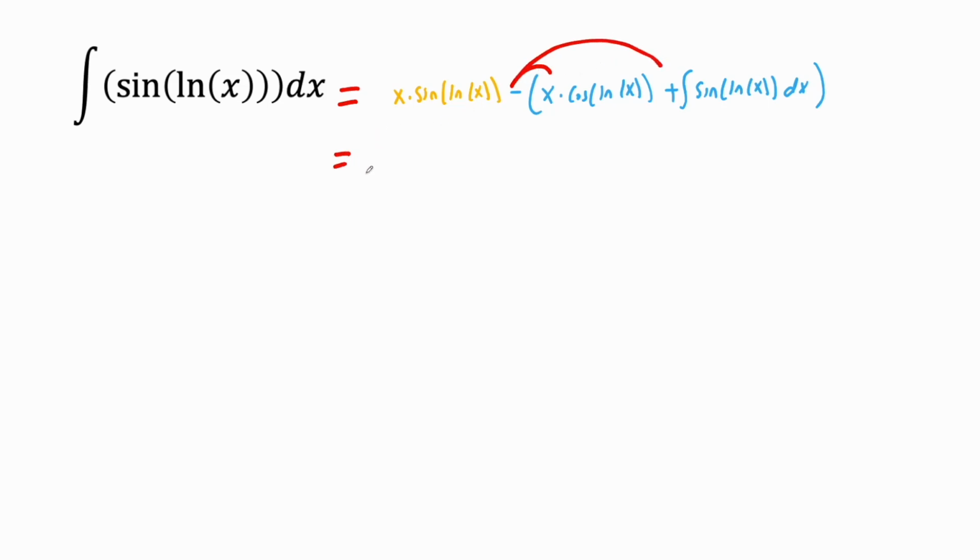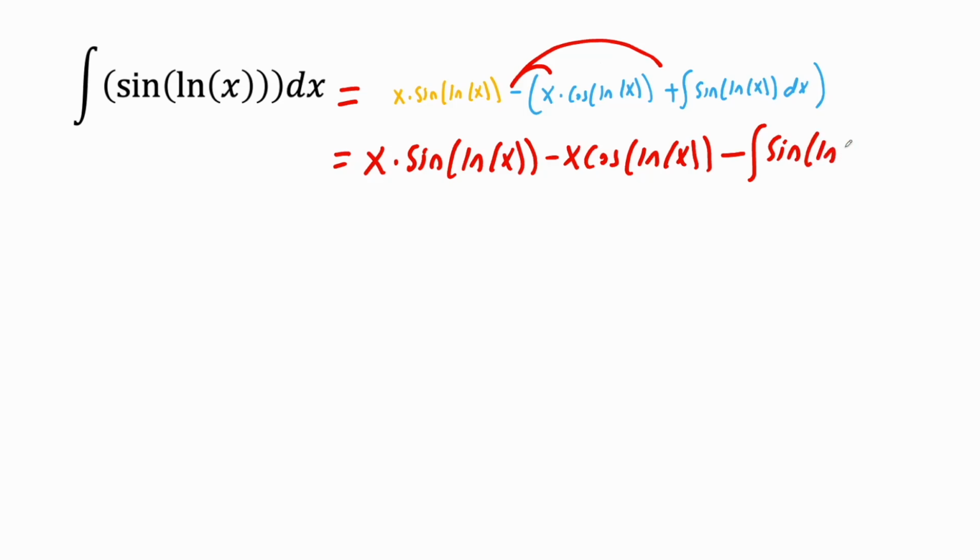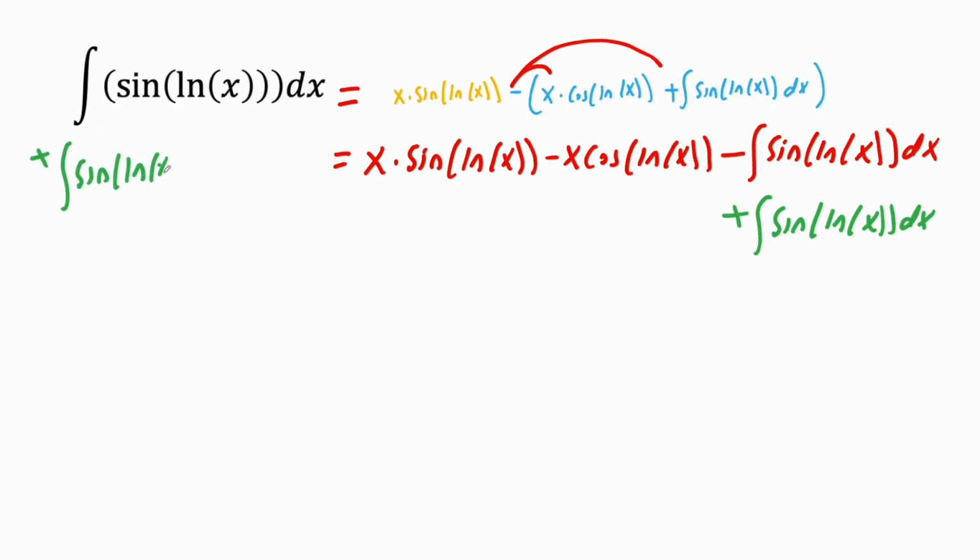So is equal to x times sine(ln(x)), close it. Now distribute the minus sign. So minus x cosine(ln(x)), close it, minus integral sine(ln(x)), close it, dx. Now because this piece and this piece is the same, why not add it? So I'm going to say plus the integral sine(ln(x)), close it, dx, and I'm going to put it on both sides. So sine(ln(x)) dx.